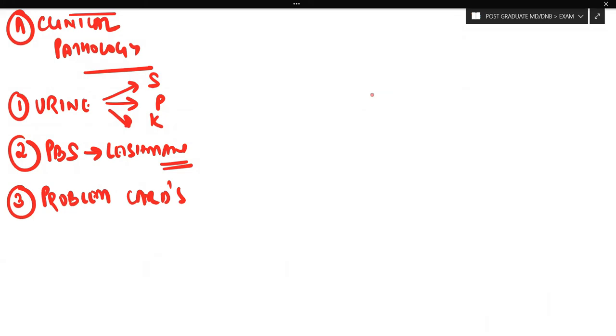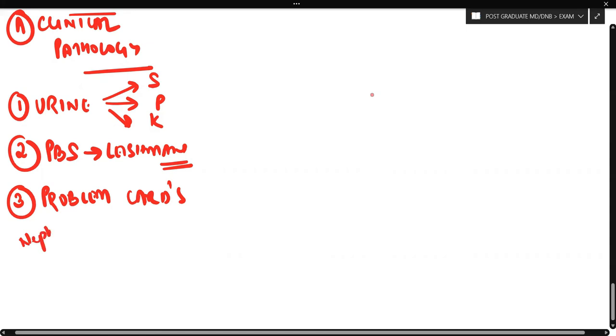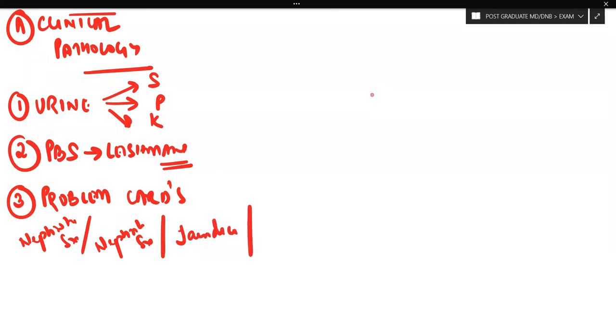I will give you, you can get a fair bit of an idea. Now, what is happening in problem cards, for example, you will be given a clinical case or a scenario. For example, nephrotic syndrome has been given. Signs and symptoms of nephritic syndrome has been given. Or signs and symptoms of jaundice. Now, jaundice, if you look at the LFTs, there are different kinds of jaundice. So, according to the situation, you have to understand which kind of jaundice they are speaking about.